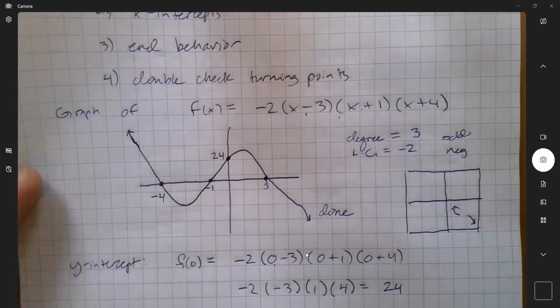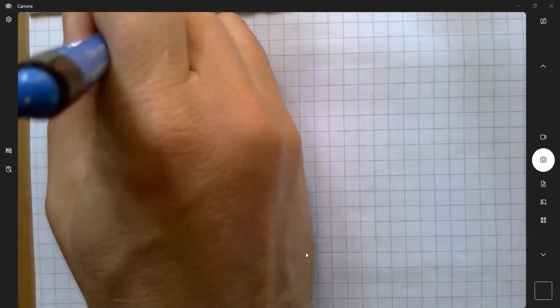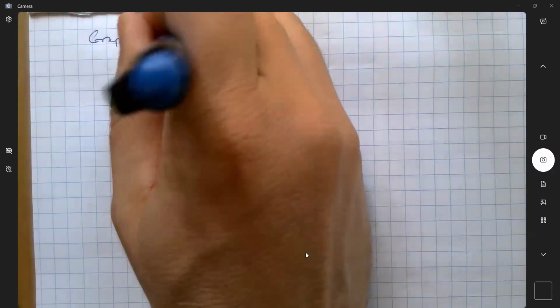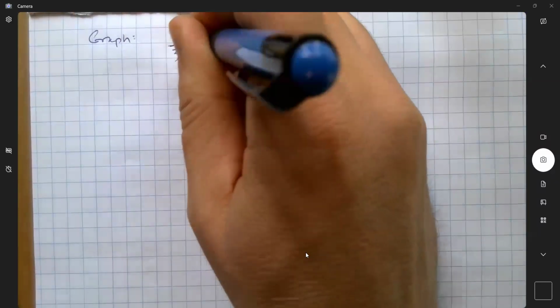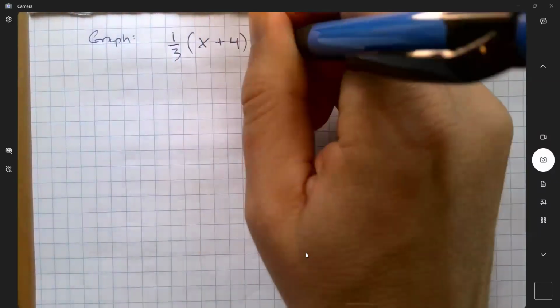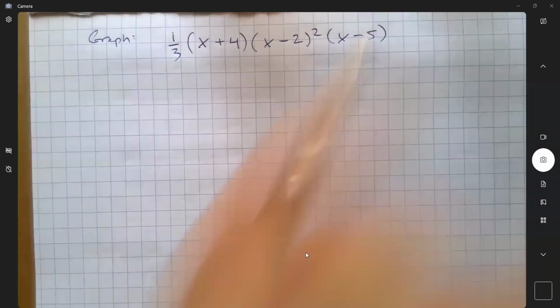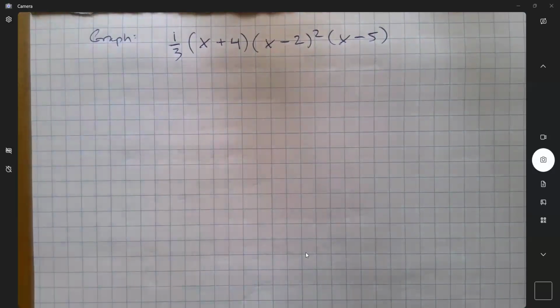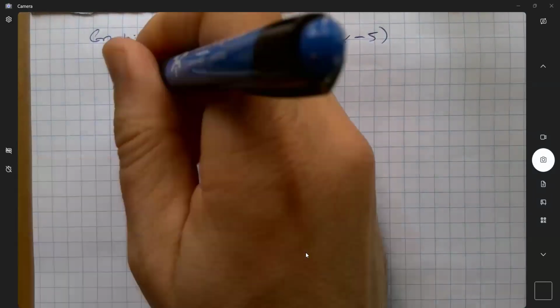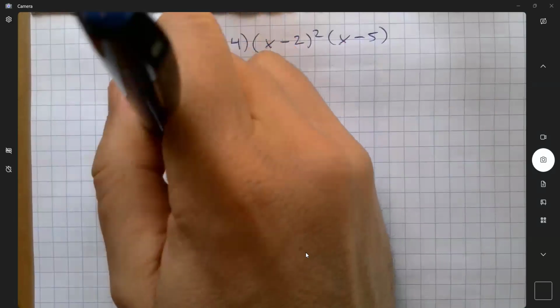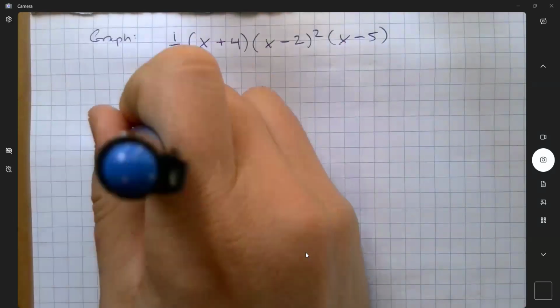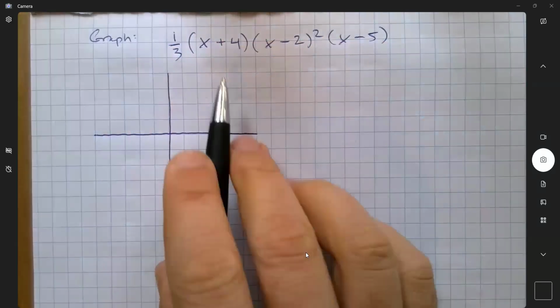Let's do another example. Fresh sheet of paper. Let's graph 1/3 times (x plus 4) times (x minus 2) squared times (x minus 5). So we're going to approach this in the same way. Start with a coordinate axes and begin by placing your x-intercepts.